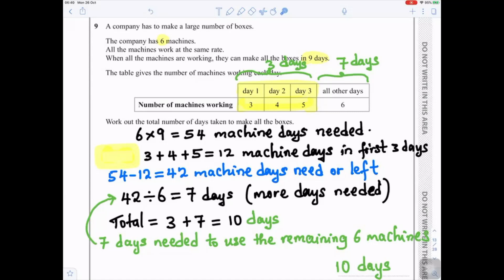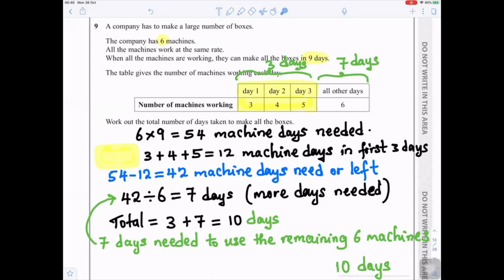So day 1, number of machines working is 3. Day 2, number of machines working is 4. Day 3, number of machines working is 5. And all other days is 6. Work out the total number of days taken to make all the boxes.